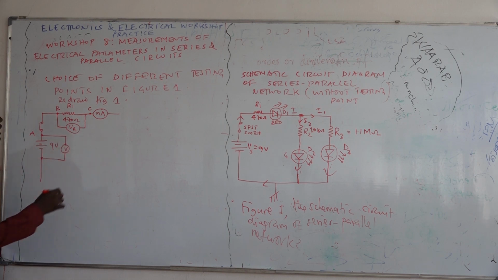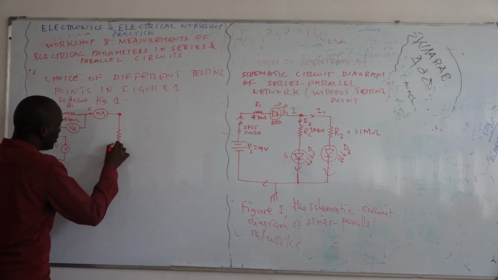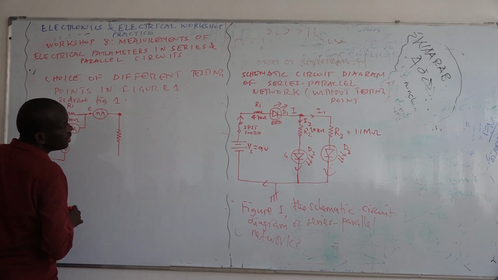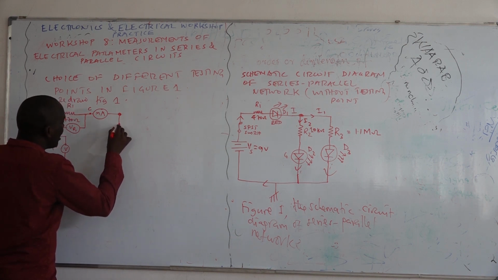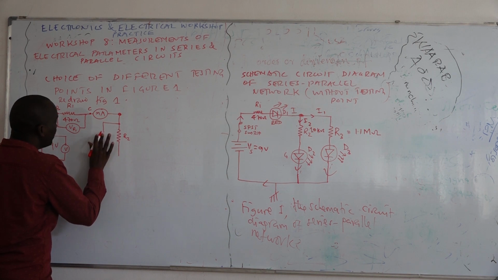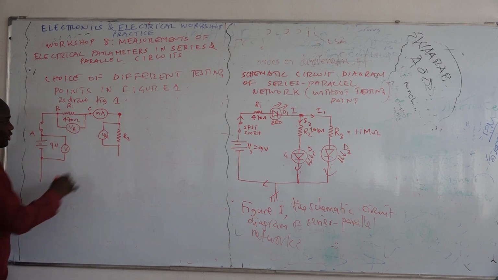Right? Then here it's the junction. So in the junction, we have R2. Here we are going to have another testing point. What is our interest? A voltage, potential drop across R2. So this is our testing point.